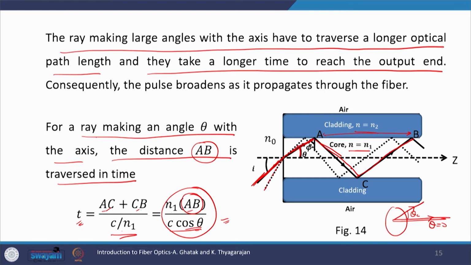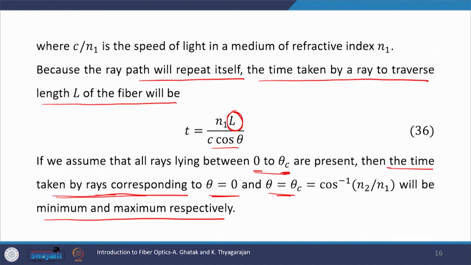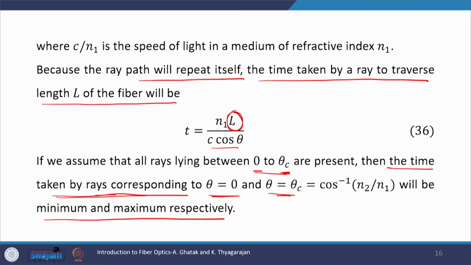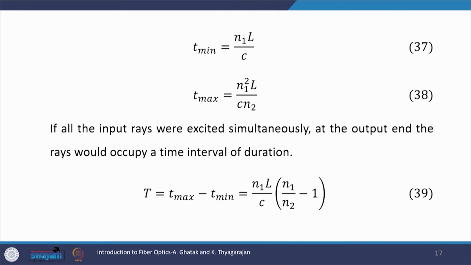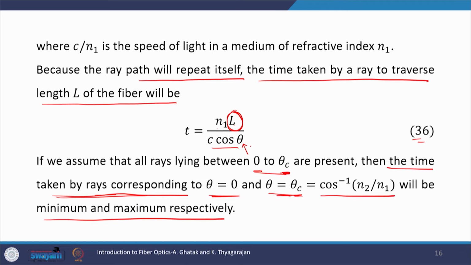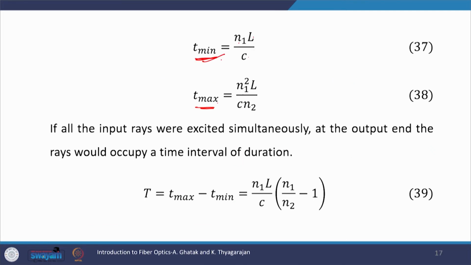The ray which is going straight, for which theta is equal to 0, will take the least time. Therefore, the corresponding time would be minimum, while for the other ray for which theta is equal to theta C, the corresponding time would be maximum, and theta C we know is equal to cos inverse n2 by n1. Now, we can quickly write the expression for time minimum and time maximum as n1 L by c and n1 square L by c n2, where we use equation number 36 here. In 36, in the first case we replace theta by 0, and in the second case we replace theta by theta C, which is equal to cos inverse n2 by n1. This gave us T min and T max.